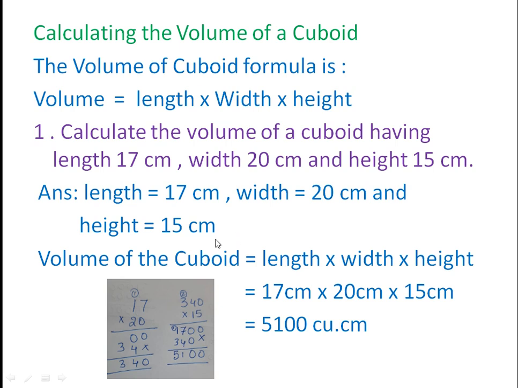Direct question. Write down the statements like this: length 17 centimeters, width 20 centimeters and height 15 centimeters. Next write down the formula for the volume of a cuboid: length multiplied by width multiplied by height. We should multiply these three values: 17 twenties are 340, and 340 fifteens are 5100 cubic centimeters. This is important: volume is measured in cubic centimeters. This is the answer for the volume of the cuboid. Like this, we should calculate the problems.